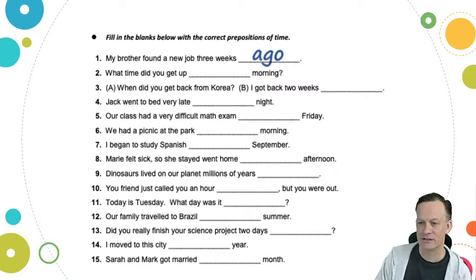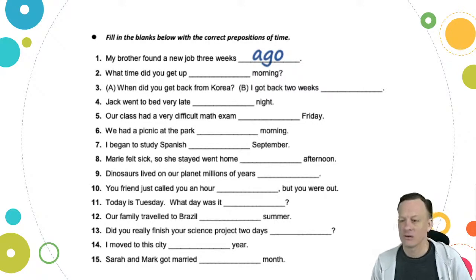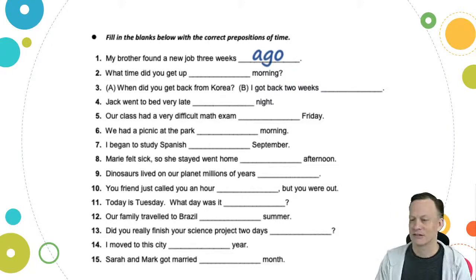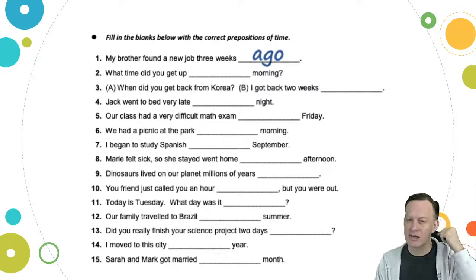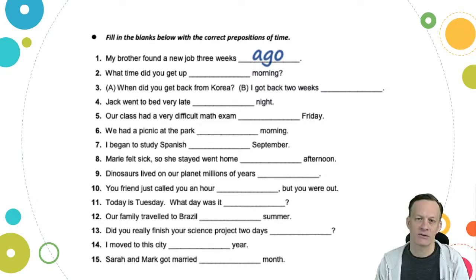Barbara, yes, yesterday morning. Wow, Ugo, you're fast. Our class had a difficult math exam last Friday. Very good. Last Friday. And I hope you are remembering it's not the last Friday. Okay, it's not the last Friday. It's last Friday. We had a picnic at the park.